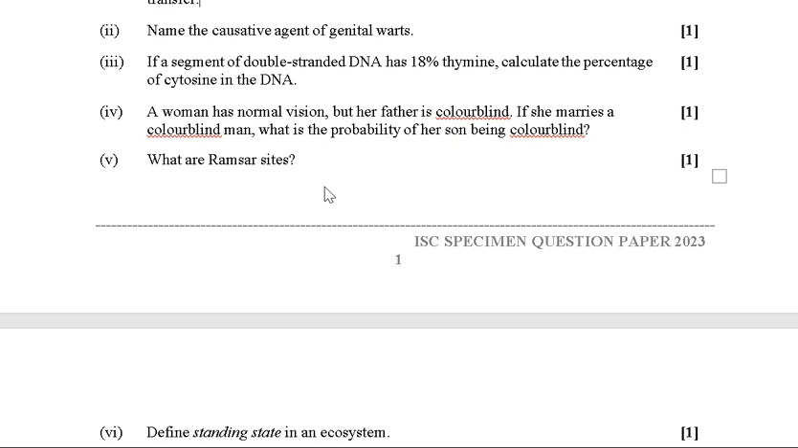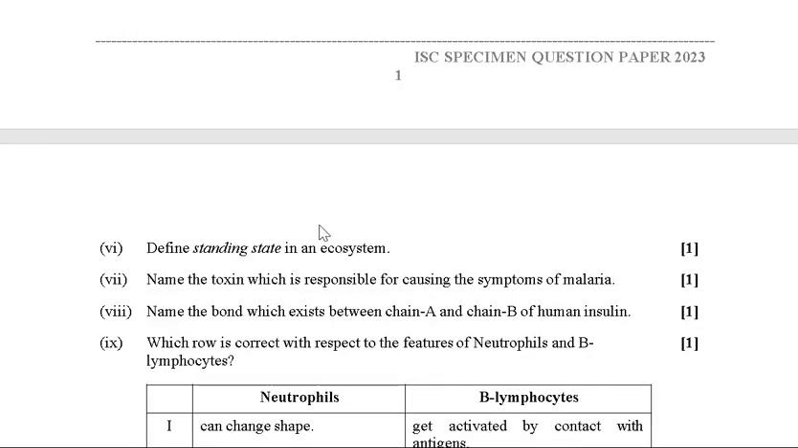So what I told, the Convention on Wetlands was signed by our government in Ramsar, Iran on 2nd February 1971 and it came into force in 1975. It is an intergovernmental treaty among 168 contracting parties with 186 wetland sites identified and included in the Ramsar list of wetlands of international importance and are called Ramsar sites. So this is the answer for Ramsar sites.